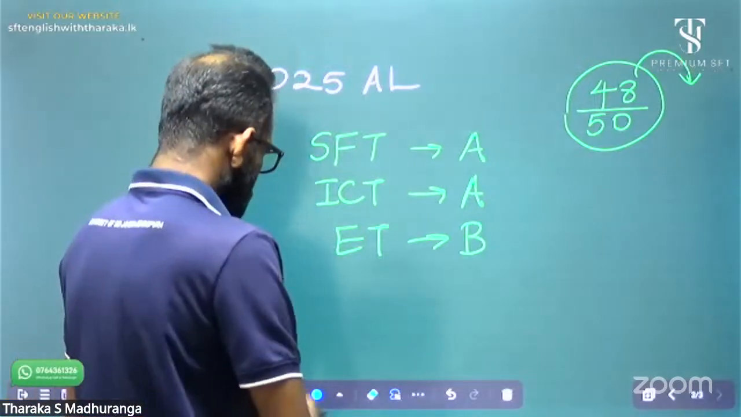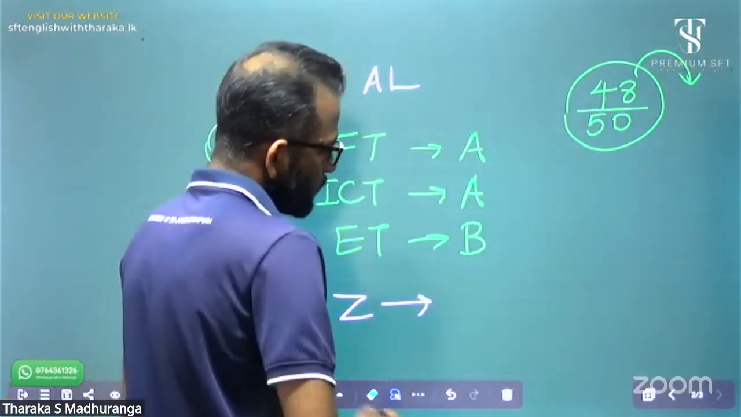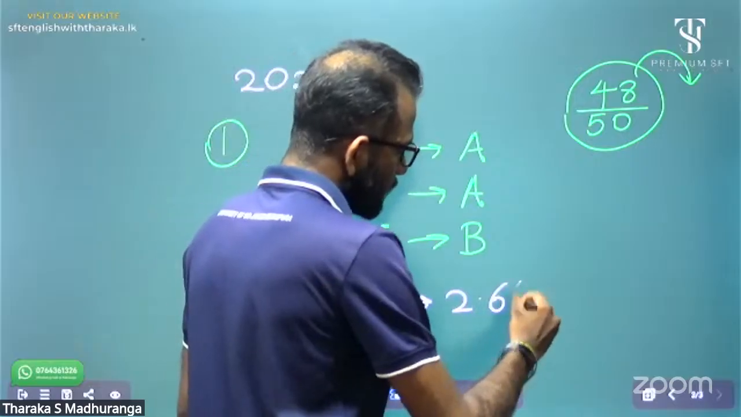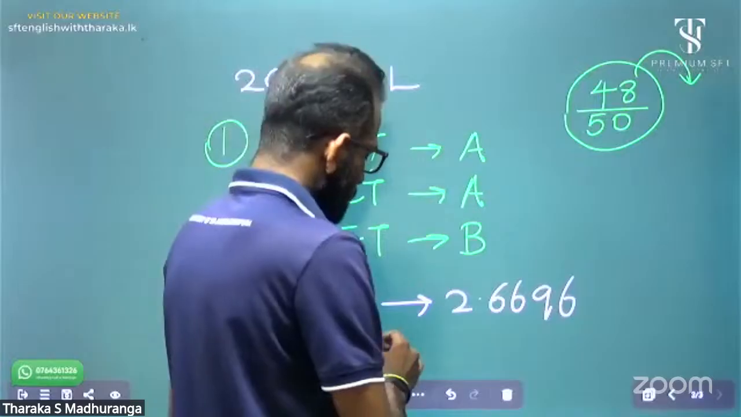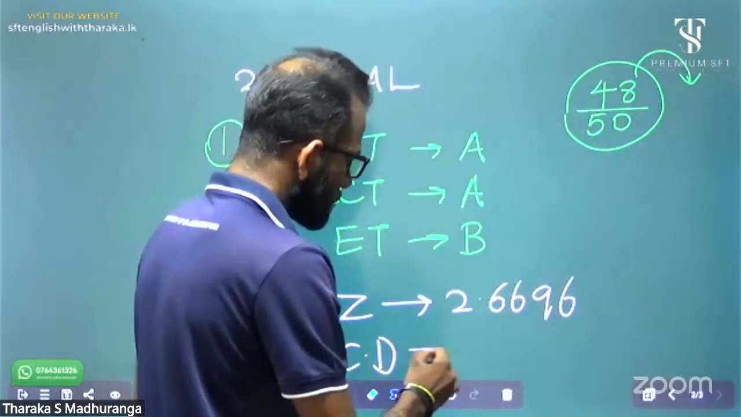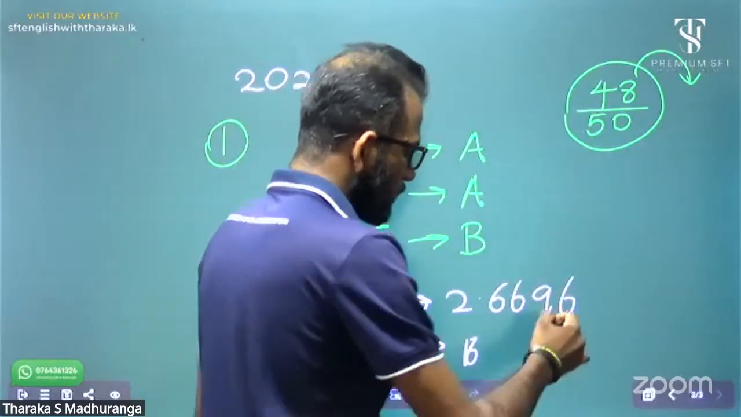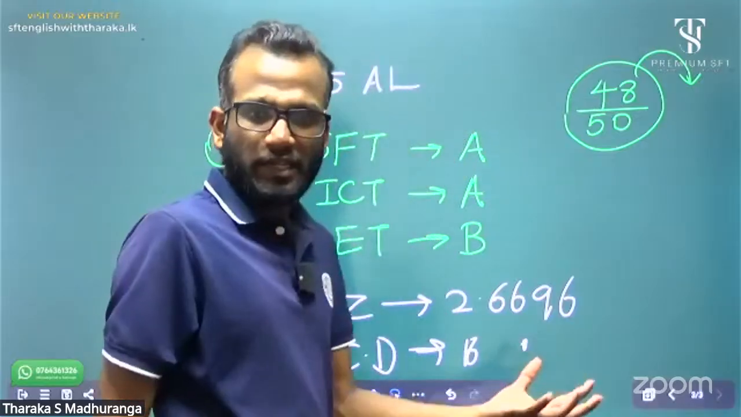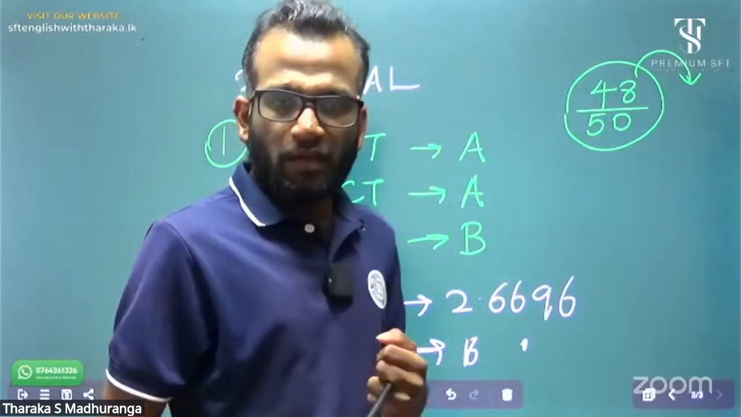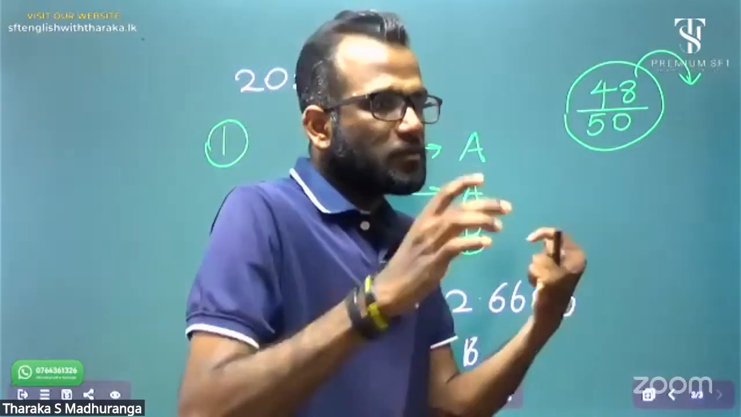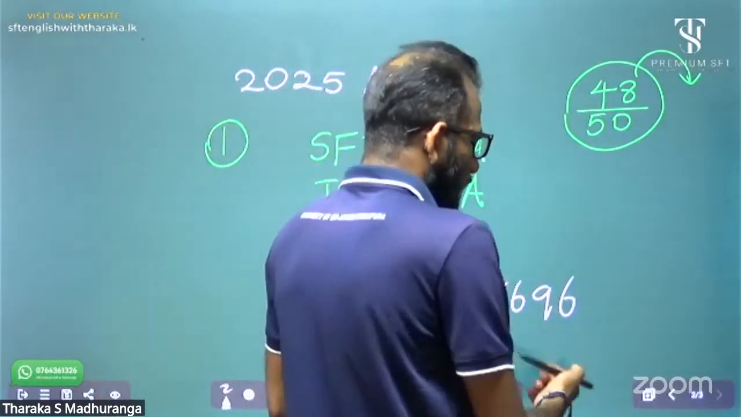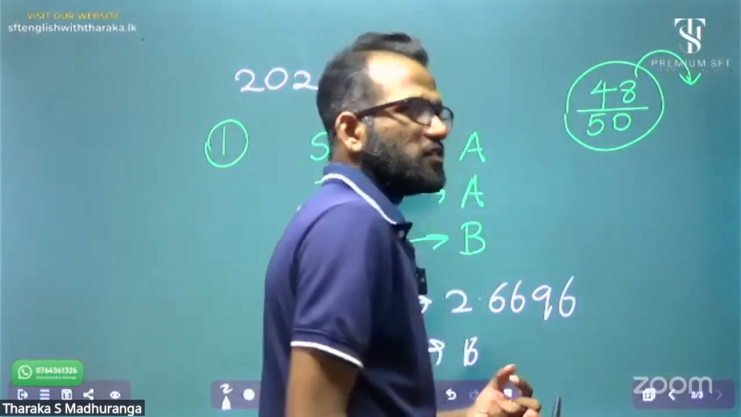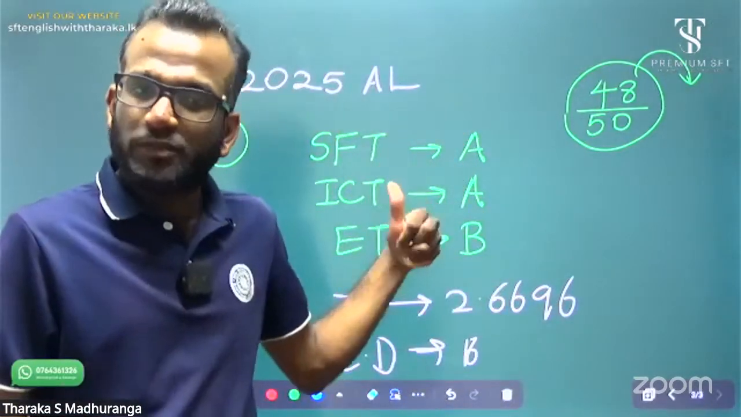The Z value, 2.6696 is the Z value. In Colombo district, 16. In all island, all mediums, Tamil medium, Sinhala medium and English medium, all medium. He got a merit rank, but it is not enough actually. This is the best result in all island, English medium students.